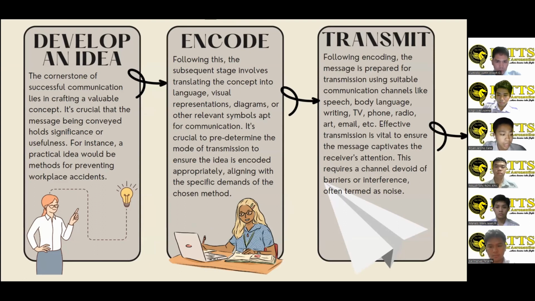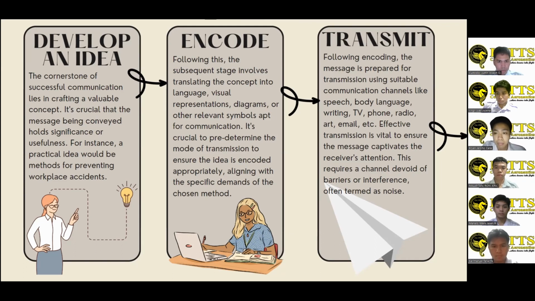First is develop an idea. This refers to the cornerstone of successful communication, which lies in crafting a valuable concept. It's crucial that the message being conveyed holds significance or usefulness. For instance, a practical idea would be methods for preventing workplace accidents. The next process is encoding. The subsequent stage involves translating the concept into language, visual representation, diagrams, or other relevant symbols apt for communication. It's crucial to predetermine the mode of transmission to ensure the idea is encoded appropriately, aligning with the specific demands of the chosen method.